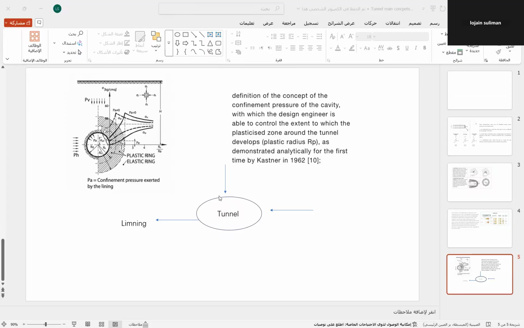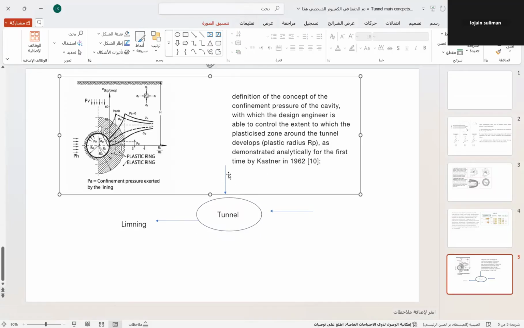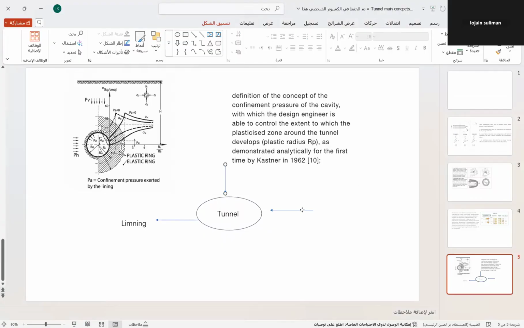First, we have this. The tunnel is not excavated yet. So this section is before the excavation. Before the excavation, we have two main stresses. The first is the vertical stress, while the second is the horizontal stress. In this case, there is no excavation and there is no lining.